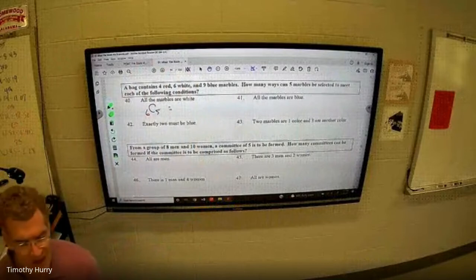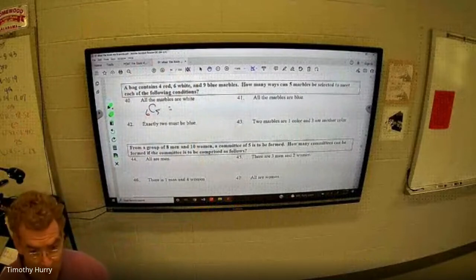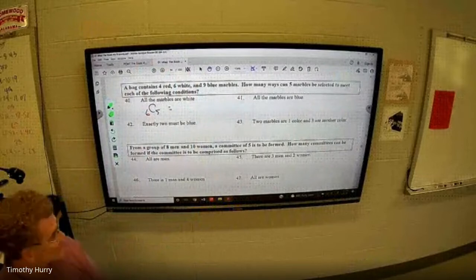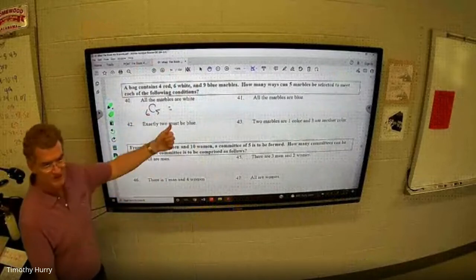Because think about it. If I have 6 marbles and I have to pick 5 of them, I'm going to leave one of them out, right? How many ways can I do that if there's 6 white marbles? I can leave this one out, this one out, this one out, this one out, this one out, or this one out. There's 6 ways, and that's what I end up getting. That's what this gives me, 6.